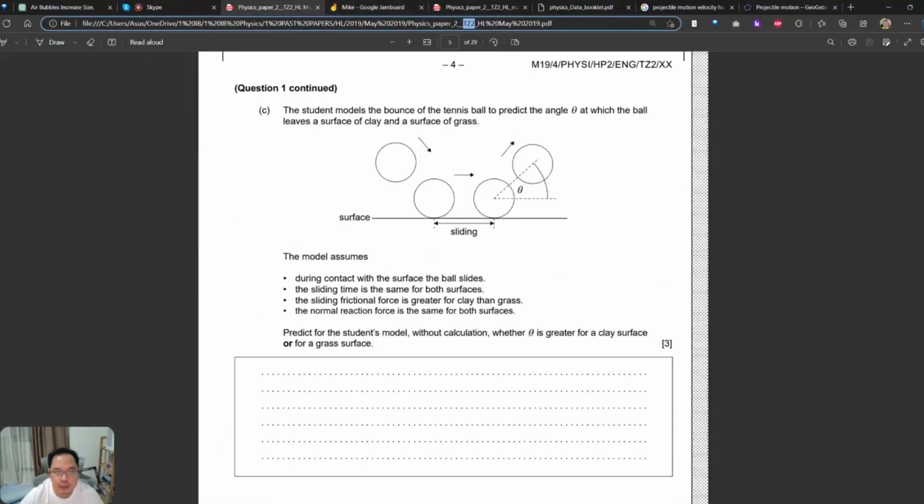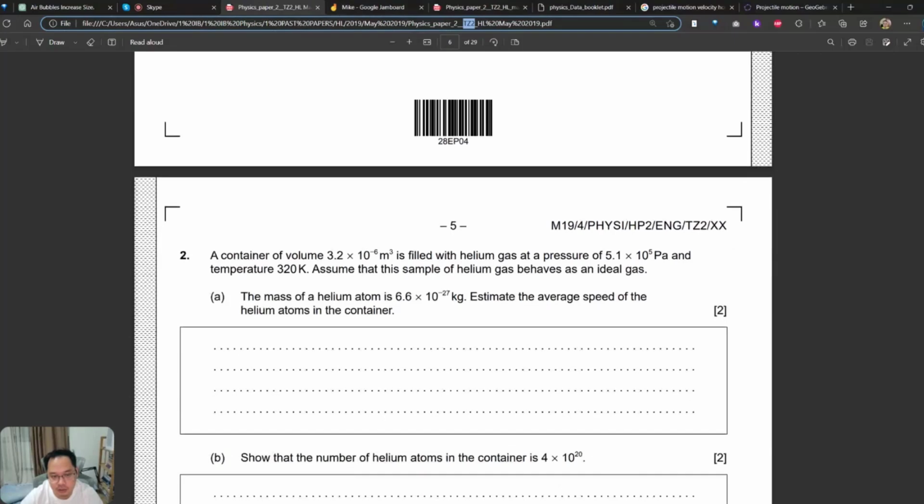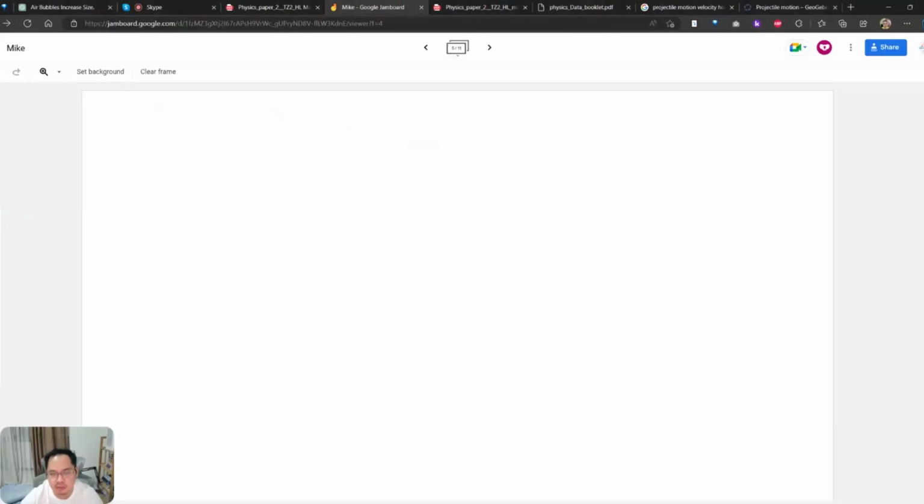Question C here, you can skip it because it's not going to reappear, because it's from a recent paper. But the projectile motion question is kind of typical, meaning it appears many times in past papers.